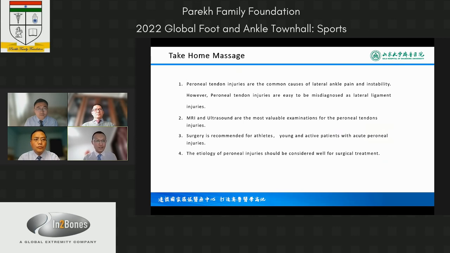Here comes the take-home message. First, peroneal tendon injuries are a common cause of lateral ankle pain and instability. However, peroneal tendon injuries are easy to be misdiagnosed as lateral ligament injury. Second, MRI and ultrasound are the most valuable examinations for peroneal tendon injuries. Surgery is recommended for athletes and young, active patients with acute peroneal injuries. The etiology of peroneal injuries should be considered well for surgical treatment.